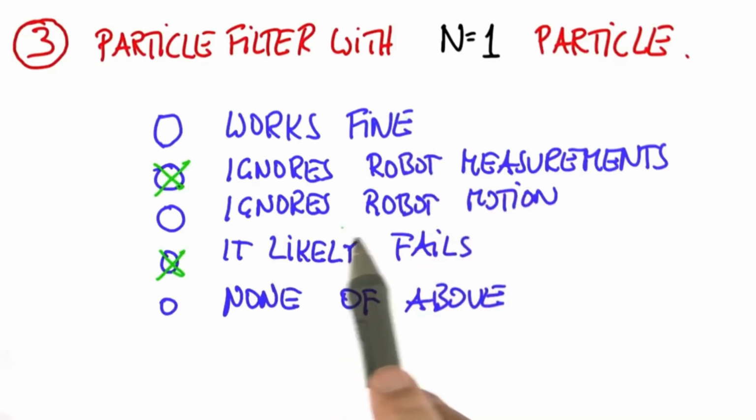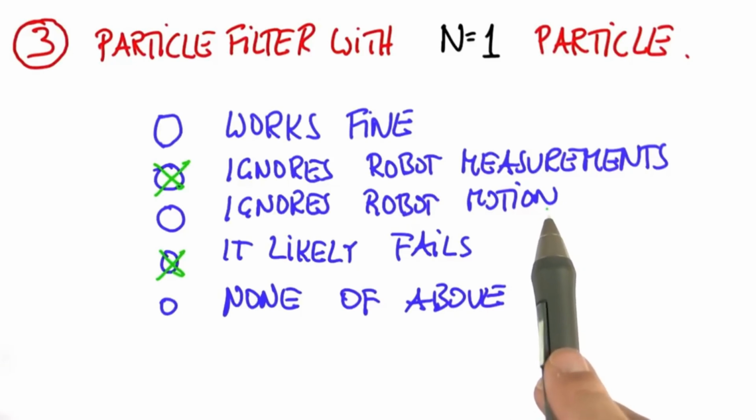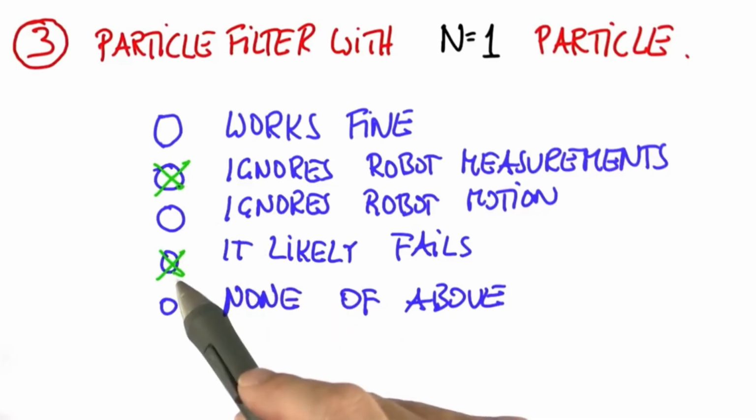And for ignoring robot motion, that's not the case. Even a single particle can be sampled forward. So these are the 2 correct answers over here.